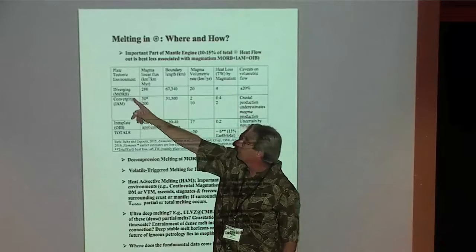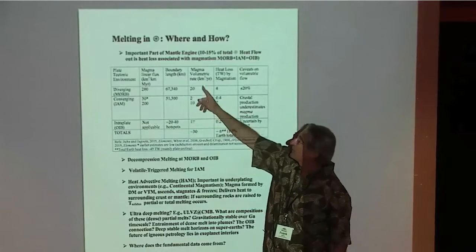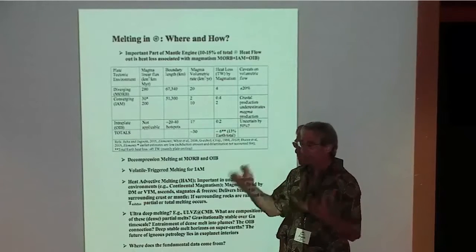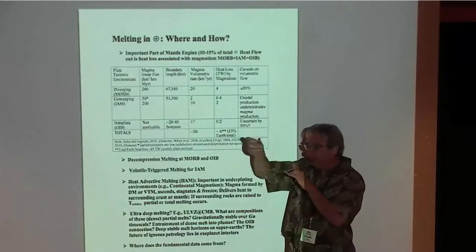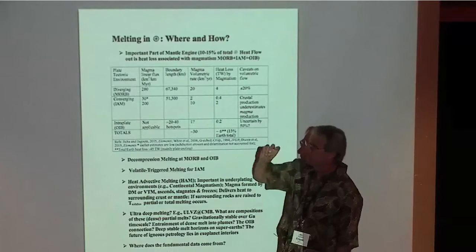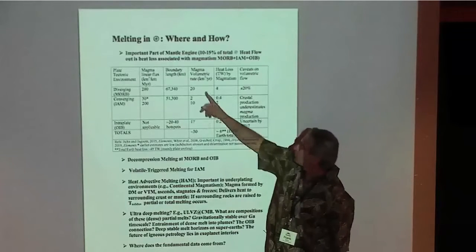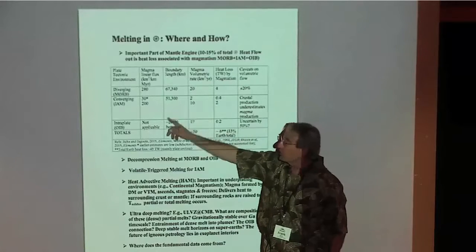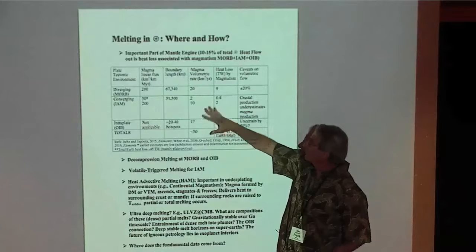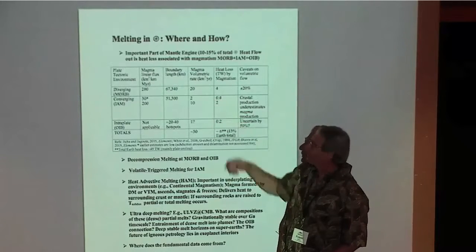Diverging plate boundaries, something like 20 cubic kilometers per year of magma generated, right? That's generating oceanic crust, right? Erupted, extrusive plus intrusive, about 20. Converging plate boundaries, the flux is less certain.